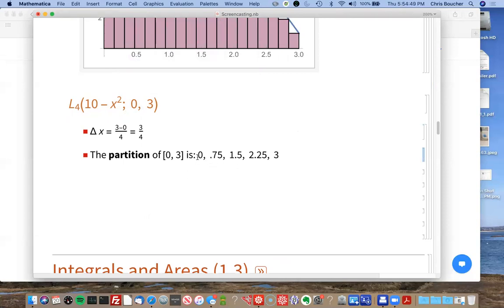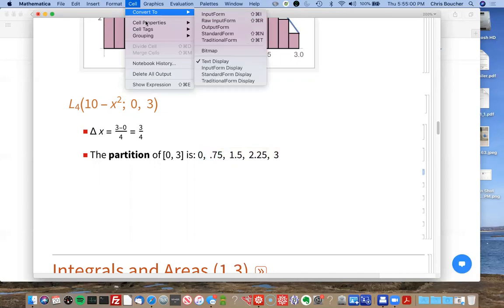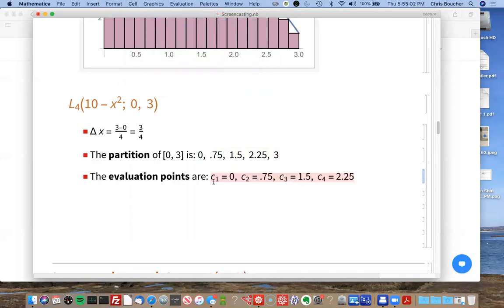What's going to be different is that when I pick my evaluation points, for the first evaluation point, I'm going to go to that first subinterval, and I'm going to use the left-hand endpoint instead of the right-hand endpoint. Let's see if that's what we do next. Indeed, right? So the left-hand endpoint of the first interval is 0. The left-hand endpoint of the second interval, pardon me, is 0.75. Of the third interval is 1.5, and of the fourth interval is 2.25. So notice we have different evaluation points than what we had before.